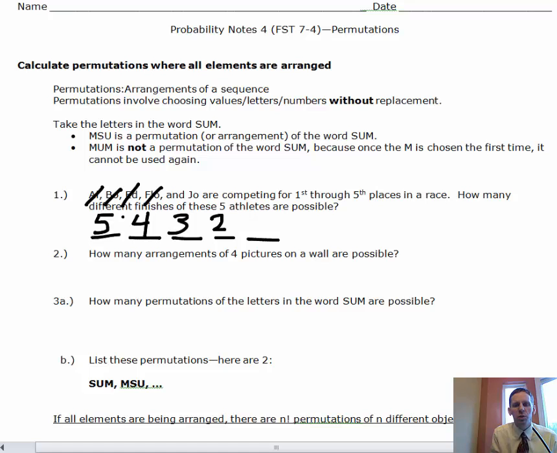So once we know the first 4 finishers, there's only 1 person to choose from for fifth place. To find the number of different finishes possible, we do 5 times 4 times 3 times 2 times 1. That's equal to 5 factorial or 120. Based on this information, see if you can solve 2, 3a, and 3b.